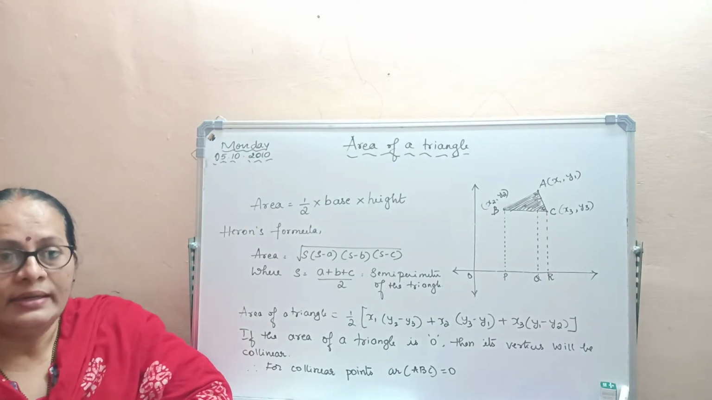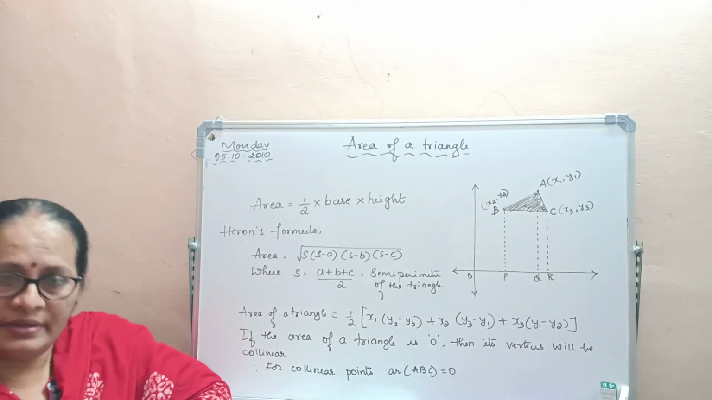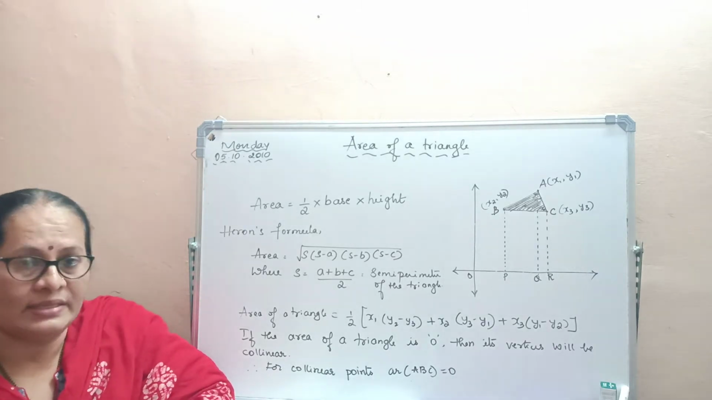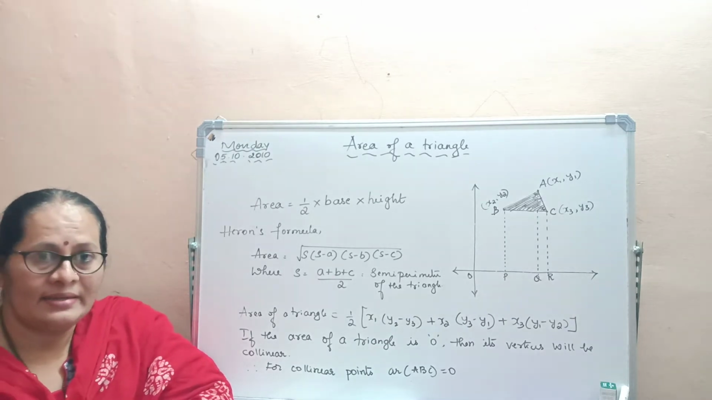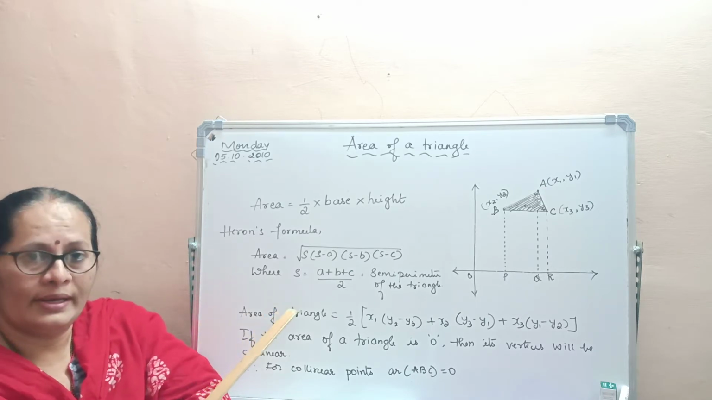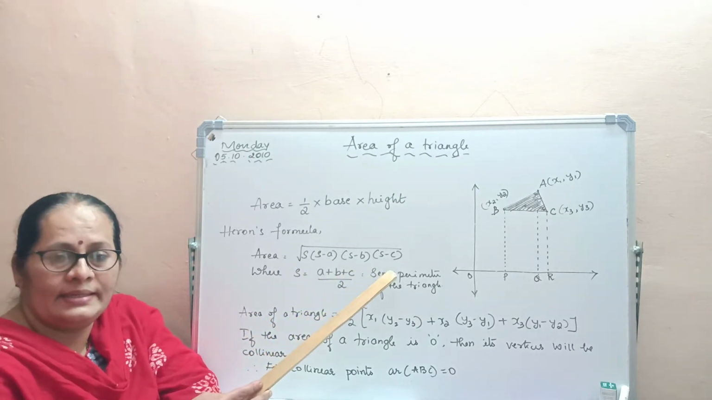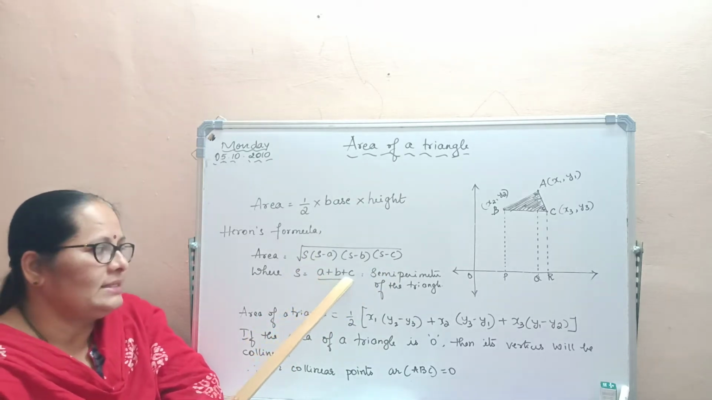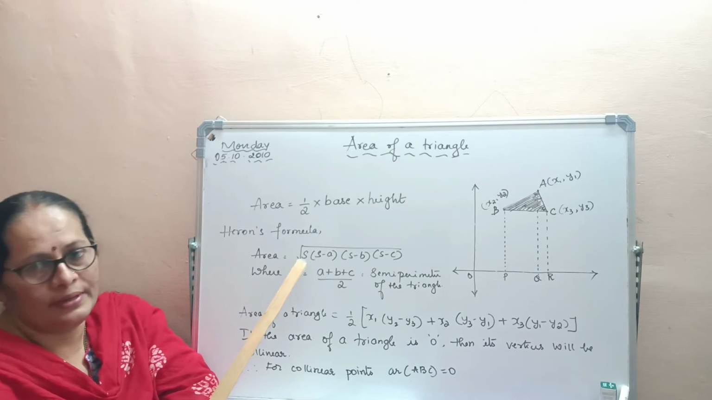Already in geometry you learned the area of a triangle. To find the area of a triangle there are many methods. At first you learned area of a triangle equals half into base into height, when the base and height are given. Then you learned that when base and height are not given and only the three sides are given, we use Heron's formula. Area equals root of s into s minus a, s minus b, s minus c, where s is the semi-perimeter of the triangle, that is, the sum of the three sides divided by 2. So using this formula we can find the area of a triangle.